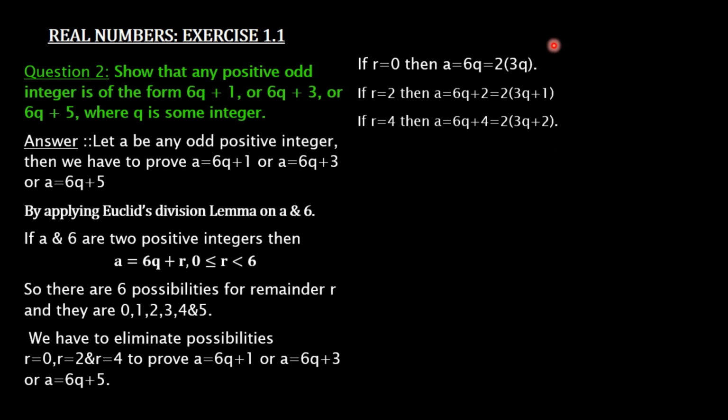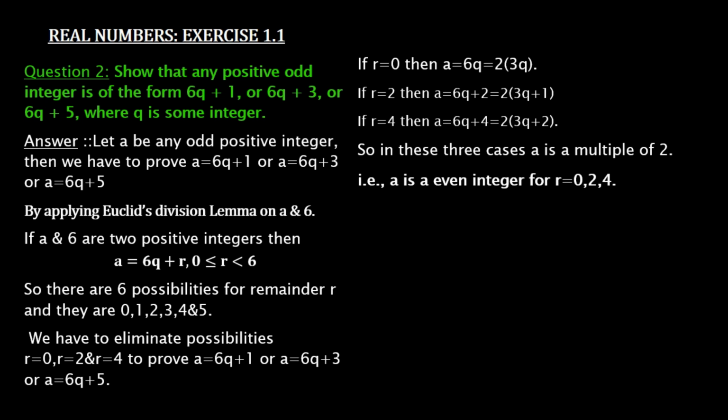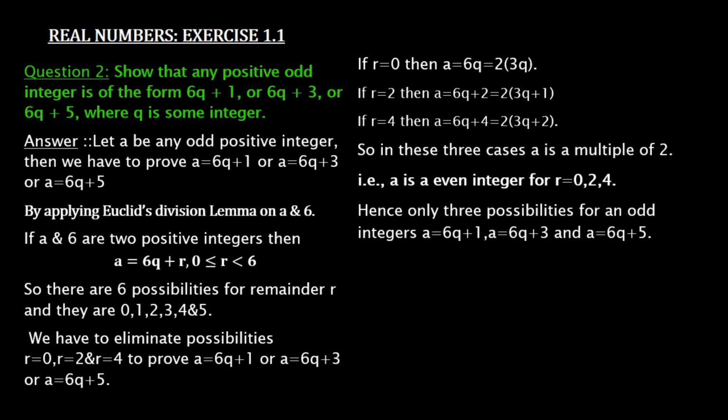So these three possibilities are not possible here, since it is given that a is a positive odd integer. In these three cases, a is a multiple of 2, hence it is an even integer for r equal to 0, 2, 4. Hence the only three possibilities for a as an odd integer are a equal to 6q plus 1, a equal to 6q plus 3 and a equal to 6q plus 5. Hence we proved.